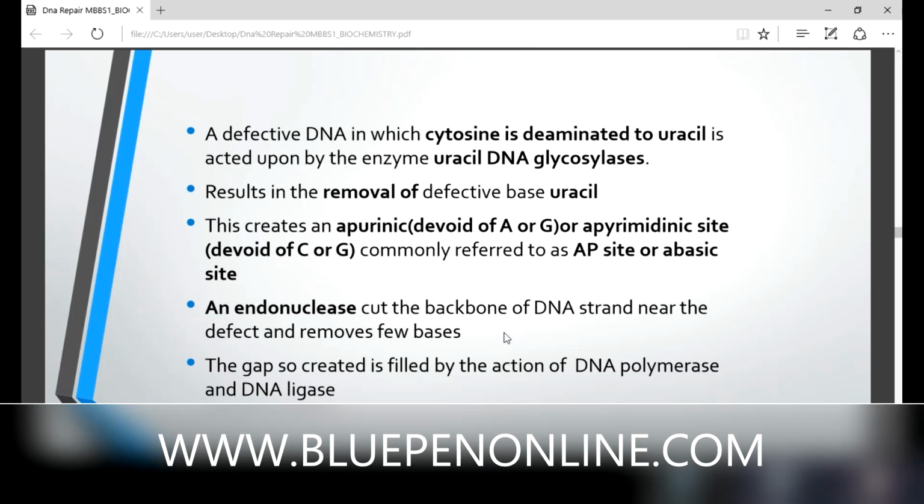Then what happens? It's not complicated, it's a simple process, but the steps are more. An endonuclease cuts the backbone of the DNA strand near the defect and removes a few bases. The gap so created is filled by the action of DNA polymerase and DNA ligase. So here we can explain it with a diagram.